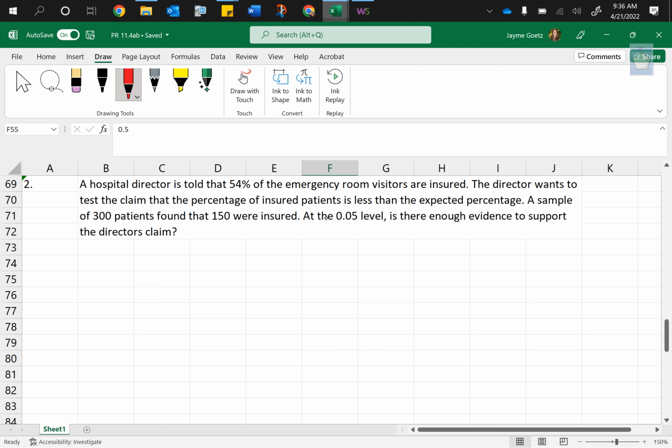Now, tell me, does that mean I'm going to have a one-tailed or a two-tailed test? This is a one-tailed test. Specifically, is it left-tailed or right-tailed? This is a left tail, very good, because it's pointing to the left.